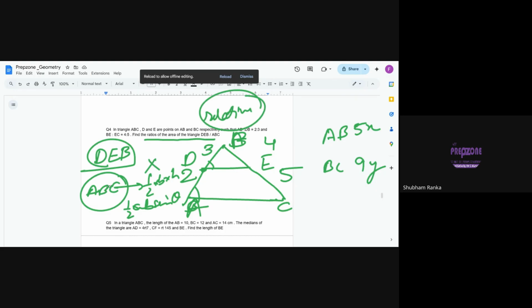Relative means look at the triangle DEB, correct? DEB also you can say 3x and 4y. Two sides are known to you. And for both of them, angle B is same. Let's call it theta. So now figure out the ratio. If we consider DBE, we have 3 and 4. And if we consider ABC, we have 5 and 9. And the angle is common, so theta will cancel out for both. So what do you get now?